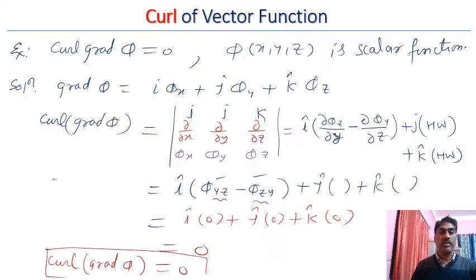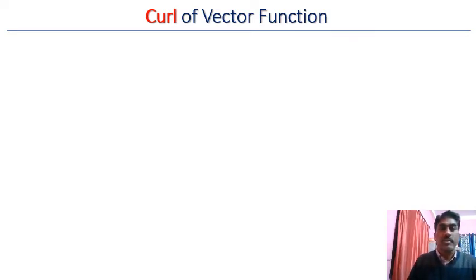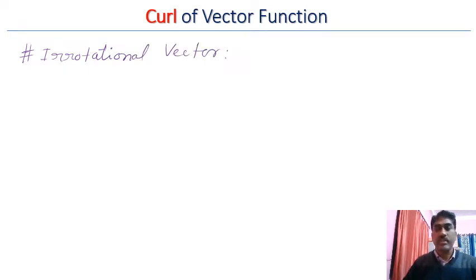So remember it, we will use this result in further questions. Now we describe a property. There is a particular name when curl is 0. So the property's name is irrotational vector, and we say that a vector v is irrotational. V means v is a function of x, y, and z, not a constant vector.